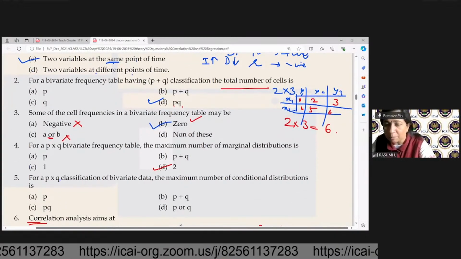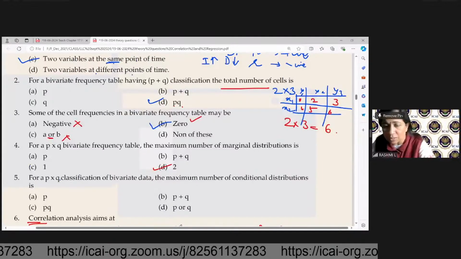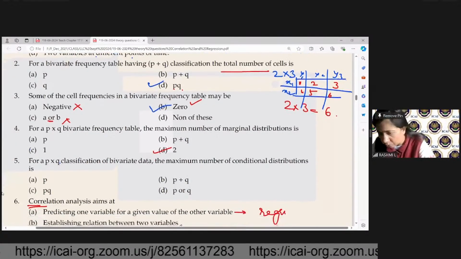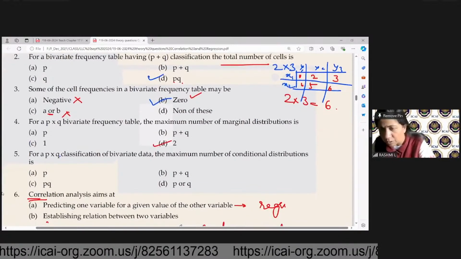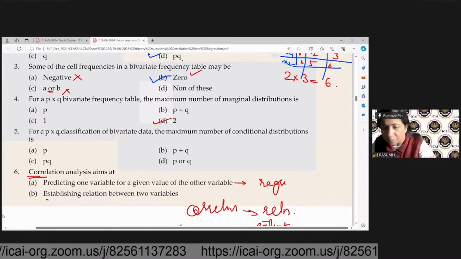For a PQ classification, the maximum number of conditional distributions can be any number. Okay, P and Q. It will depend on what the conditions you are putting.